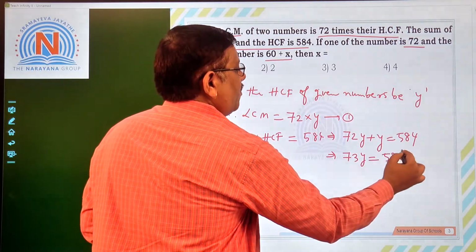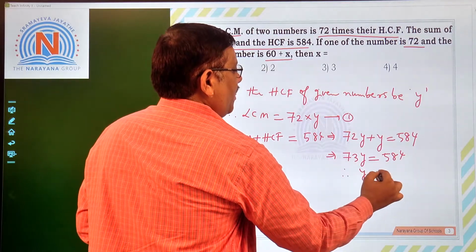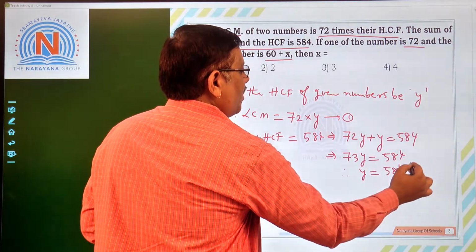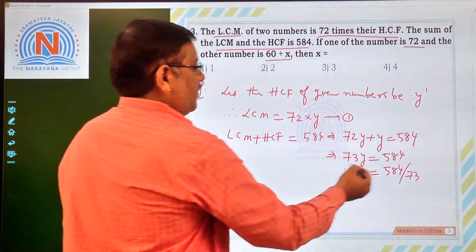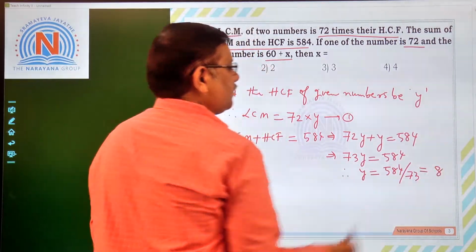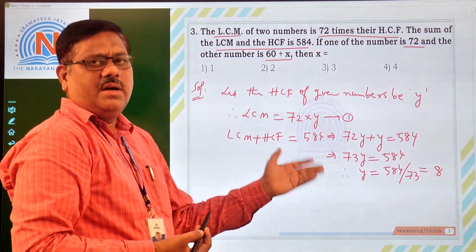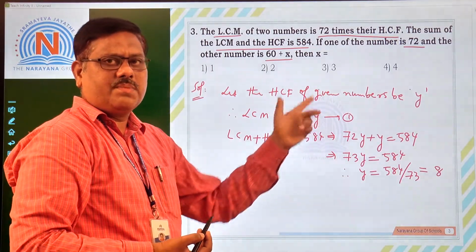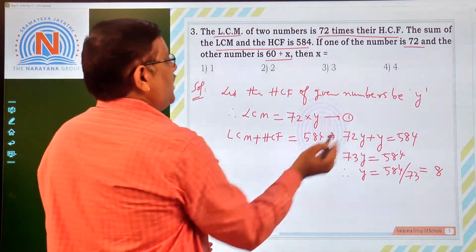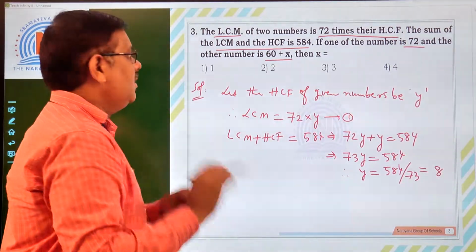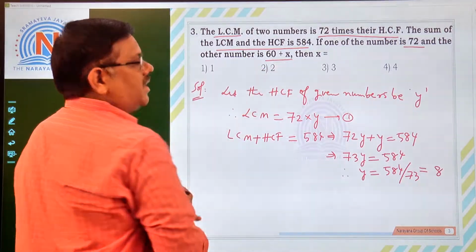That is 584. Therefore, the y value is going to be 584 upon 73. If you simplify that, it is going to be 8. 73 8s are 8 3s are 24, 8 7s are 56 plus 2, that is 58. So y is 8. Y is 8 in the sense HCF is 8. Fine. Now how to get this x? That is the point now.